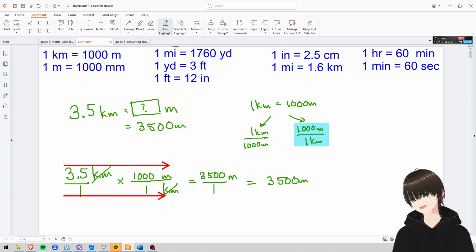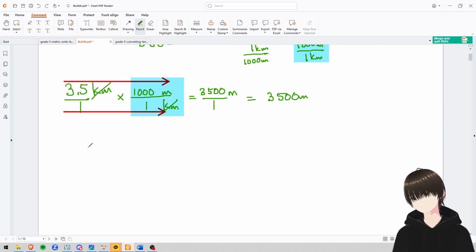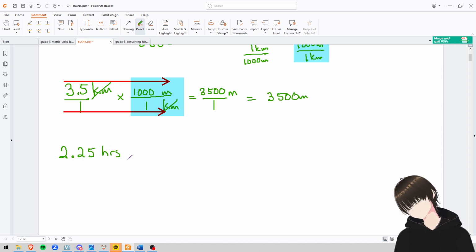This is how you unit convert properly, by multiplying with a fraction. Shall we do a slightly harder example? How about I talk about time? Okay, let's do an obscure amount of time. I have 2.25 hours to kill. How many minutes is that? Okay, I want to know how many minutes that is.